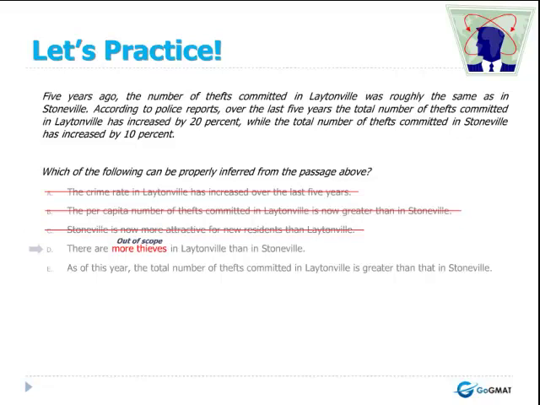Choice D is out of scope. There is no information about numbers of thieves. It could be that all the thefts committed in Laytonville were committed by one thief.